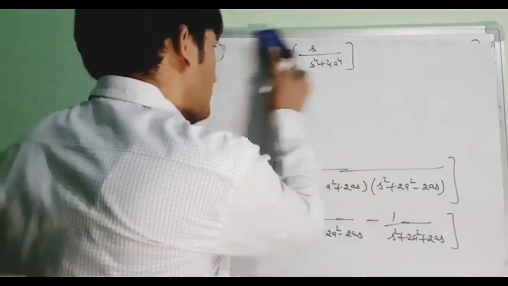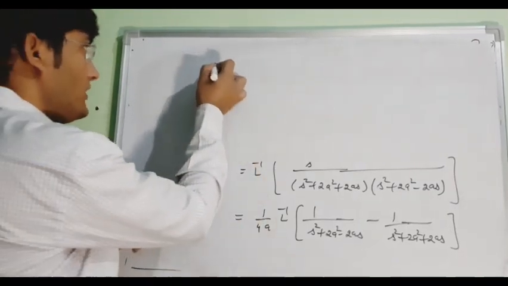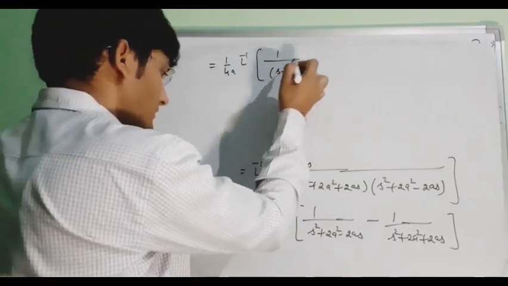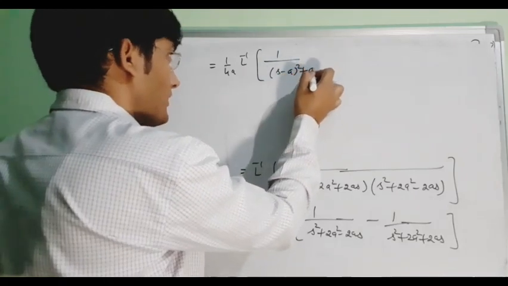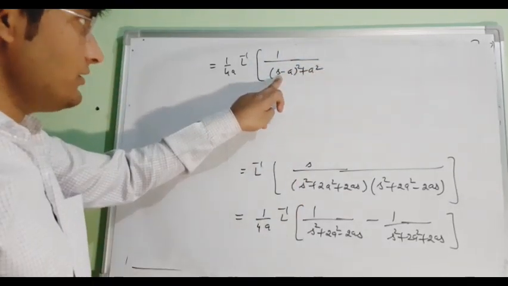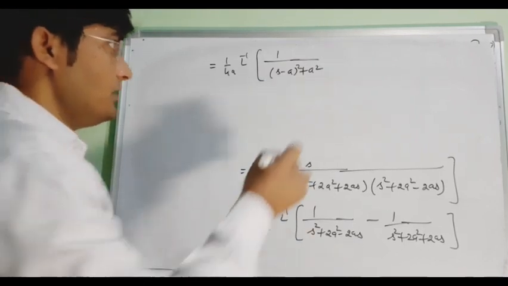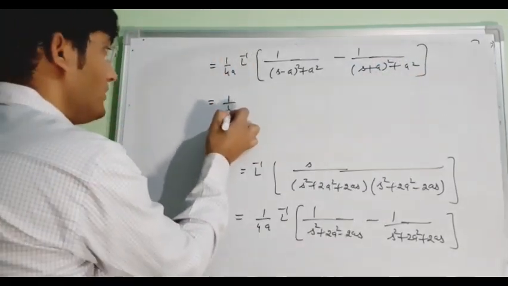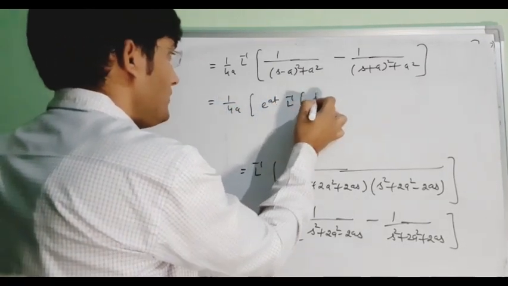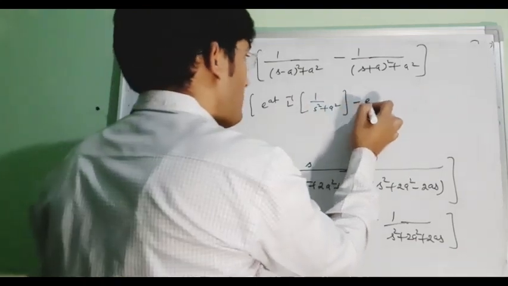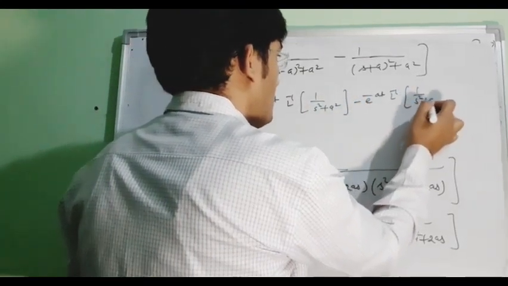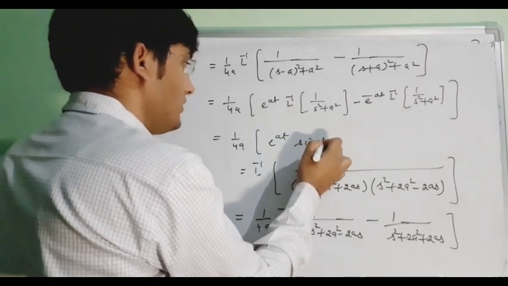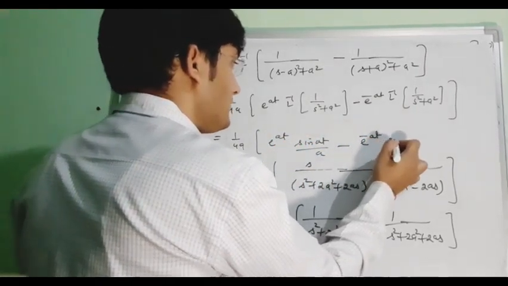Now again, using the same technique of the last problem, we can try to make the denominator a perfect square. So we can write it as s minus a square plus a square, because this will be a square plus b square minus 2ab. Similarly, here we will have s plus a square plus a square. So this is your 1 by 4a e to power at, the Laplace inverse of 1 upon s square plus a square. At this point we will have e to power minus at, the Laplace inverse of 1 upon s square plus a square. And this is your 1 by 4a e to power at, this is sin at upon a, and here we will have e to power minus at sin at upon a.